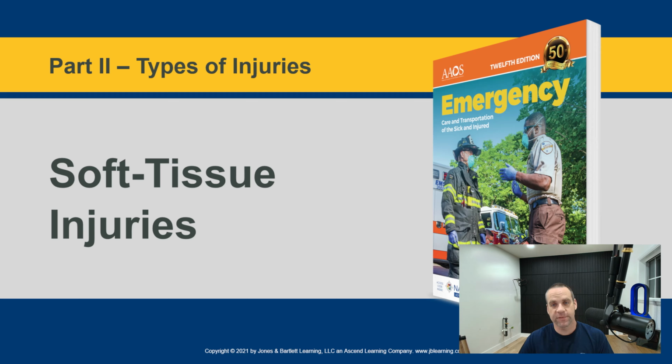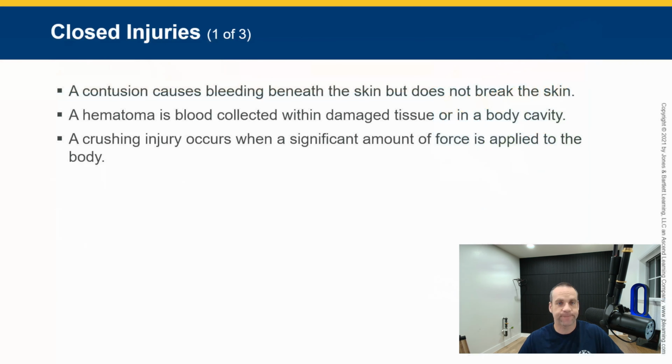Now, as the chapter moves into closed injuries and then open injuries, keep linking the mechanism of injury to what may be happening at the tissue level. What findings are likely on your assessment, and what priorities should really guide the treatment and transport decisions. So, closed injuries involve soft tissue damage beneath intact skin. We have a contusion, or a bruise, which occurs when a blunt force damages blood vessels and causes bleeding under the skin without breaking the surface.